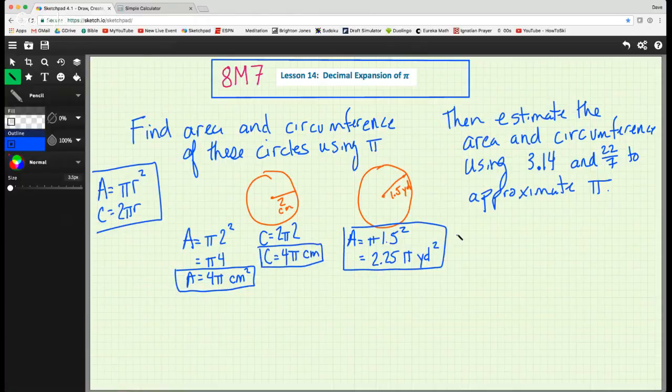Over here, our circumference is 2 pi r. 2 times 1.5 is 3. So our circumference is 3 pi yards.